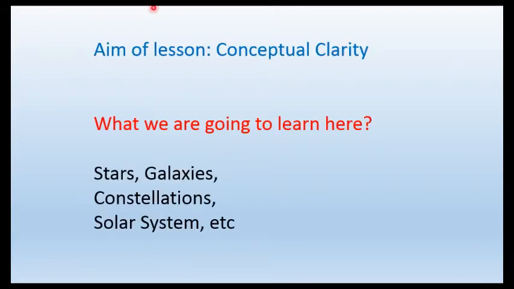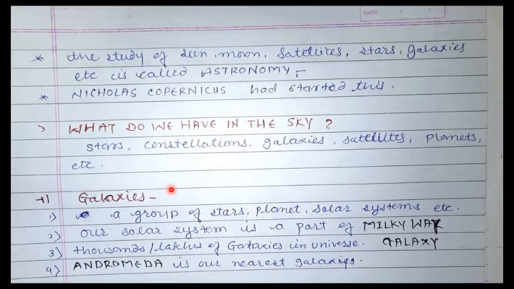So I already told you in the overview of the course that our aim is conceptual clarity, and if you have not watched the previous lesson, that is the review of the course, then go for it. Now what we are going to study here are the galaxies, constellations, solar systems, etc. Friends, I have made it on paper because I didn't have that much time to go for a presentation.